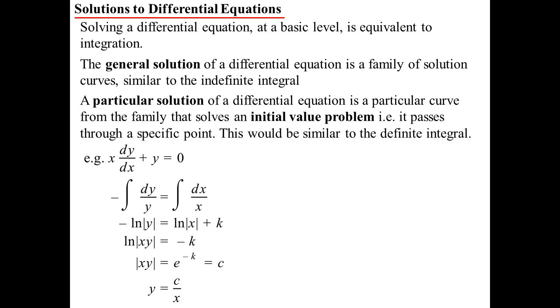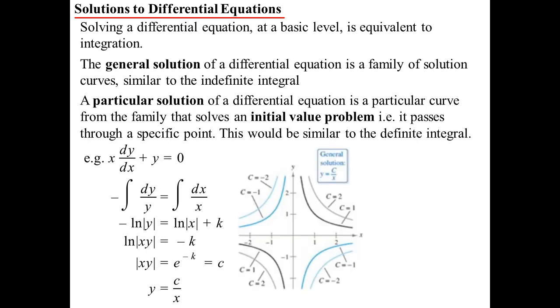And so we get minus the log of the absolute value of y is the log of the absolute value of x plus a constant. And so using my log laws, I can now recombine this. I get the log of the absolute value of xy is negative k. So the absolute value of xy is e to the minus k. But e to the minus k is just a constant, because remember, k was our constant I've added on there. So y equals a constant divided by x.